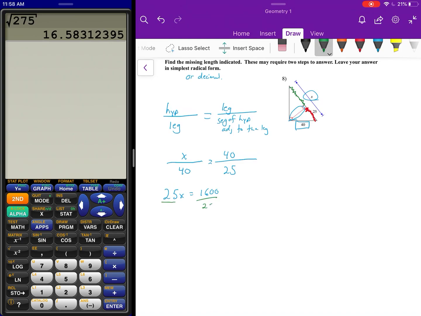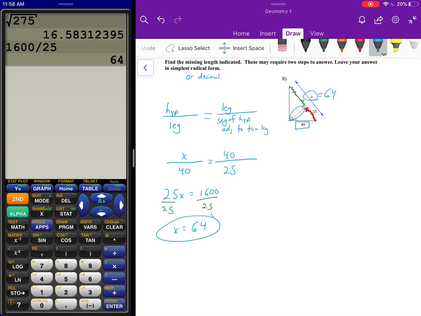40 times 40 is 1,600. Divide both sides by 25, and we get x is equal to 1,600 divided by 25, which is 64. So x has to be 64. And there's a few examples for you to follow.